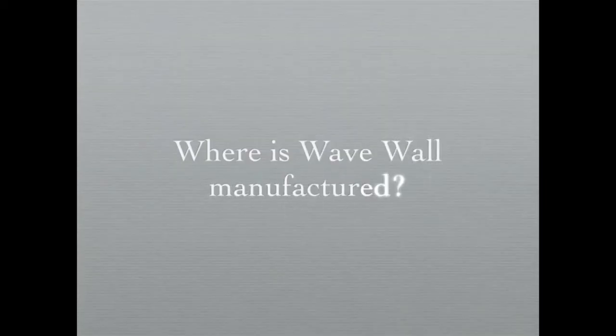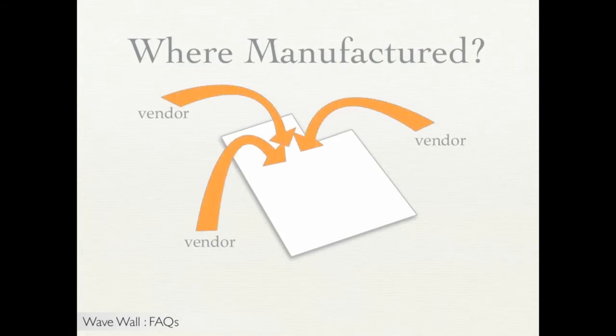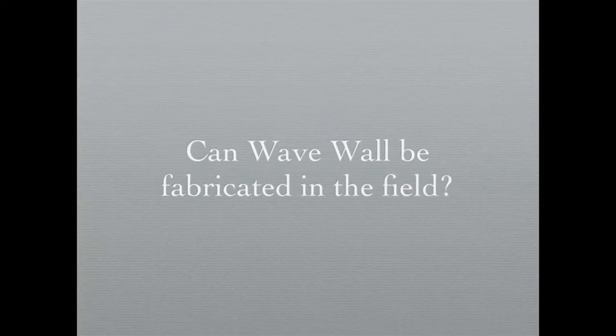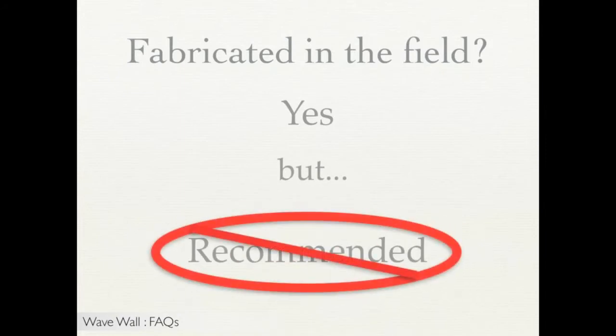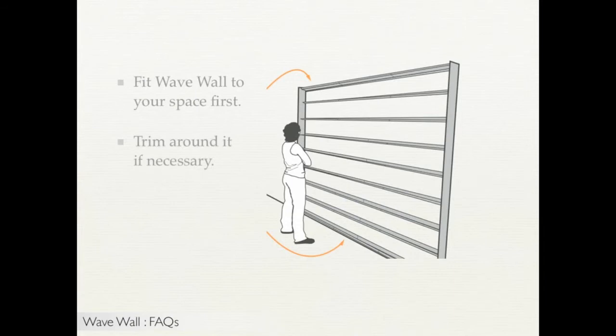Where is Wave Wall manufactured? Materials for Wave Wall are ordered from various vendors and are then manufactured at our factory in Salt Lake City. Can Wave Wall be fabricated in the field? Yes, Wave Wall can be fabricated in the field, but it's not recommended because cutting individual tiles and parts can be time-consuming, and it is best to fit Wave Wall to the space and then trim around it if necessary.